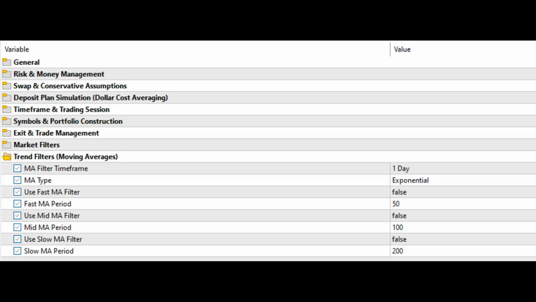Finally, we look at the trend filters based on moving averages. MA filter timeframe has a default value of 1 day. This defines on which timeframe the moving averages are calculated, independent of the timeframe used for the main signals. Using the daily timeframe gives a stable view of the higher timeframe trend and helps the expert advisor stay aligned with the broader market direction.